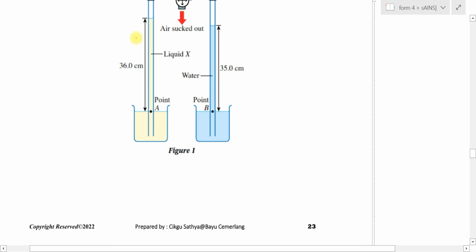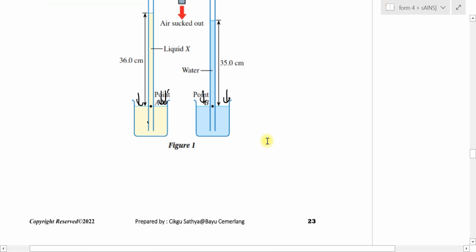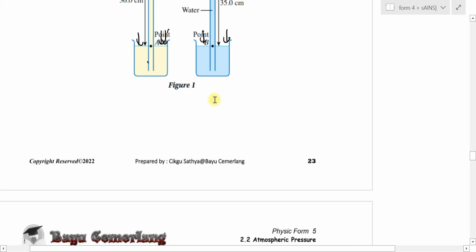So if you calculate, some air only sucked out. So this is actually gas pressure already. But at point A, you know, the atmospheric pressure is acting on the surface of the water, right? So that's why A and B should have the same pressure because both are atmospheric pressure. At the same level, right? Somehow they are in the same level, although the liquid is different.